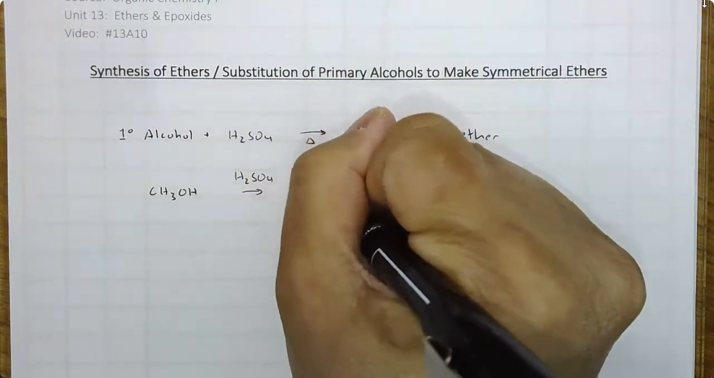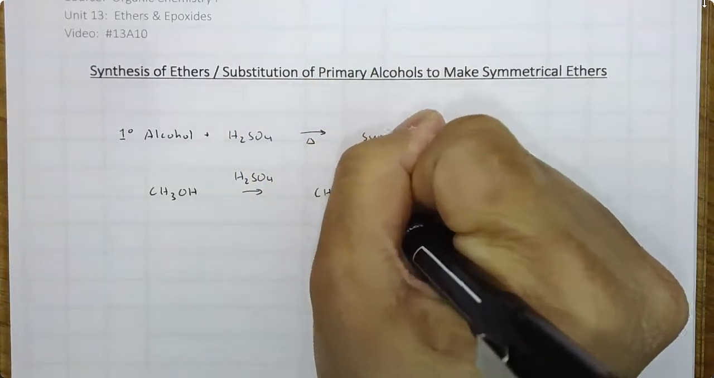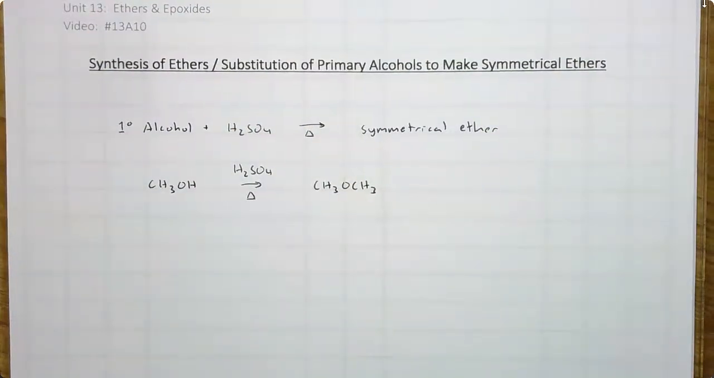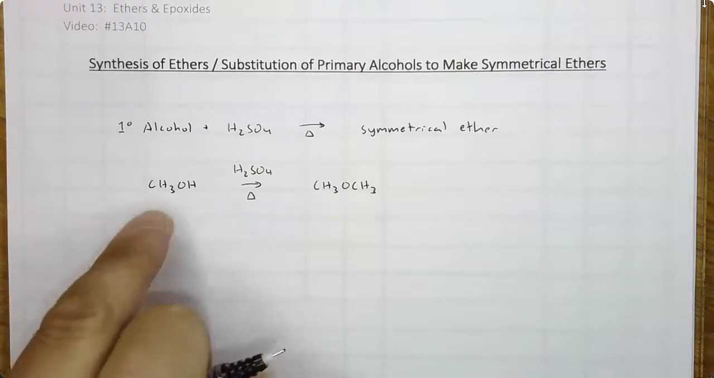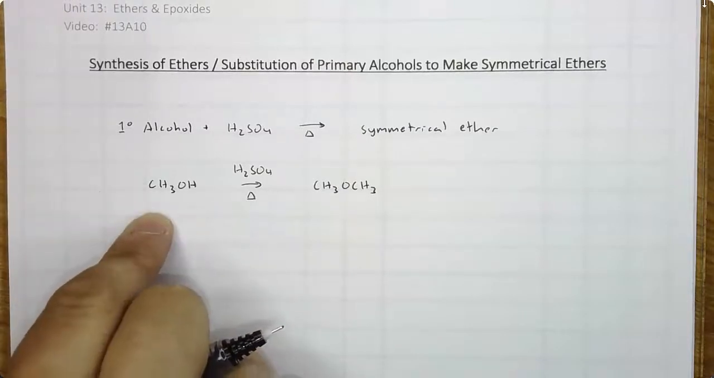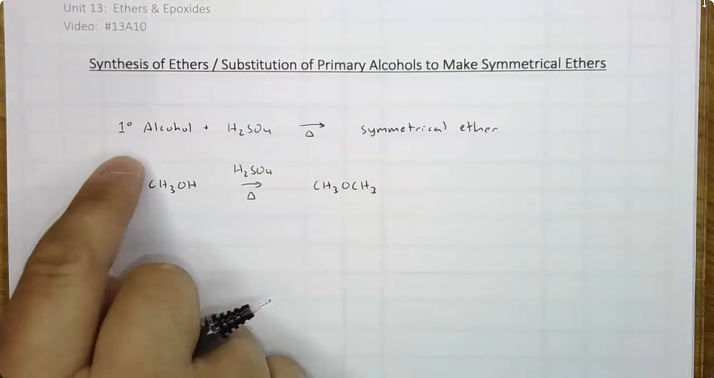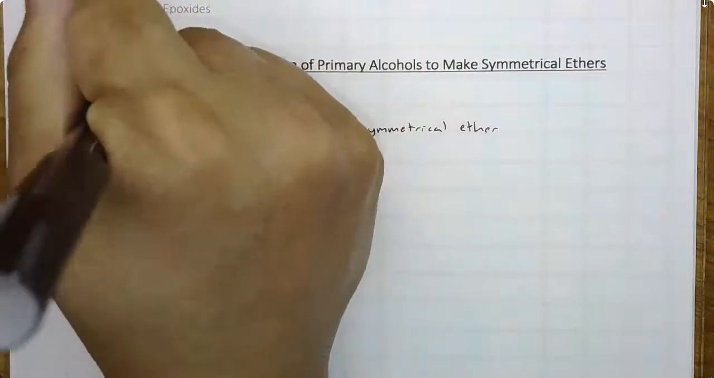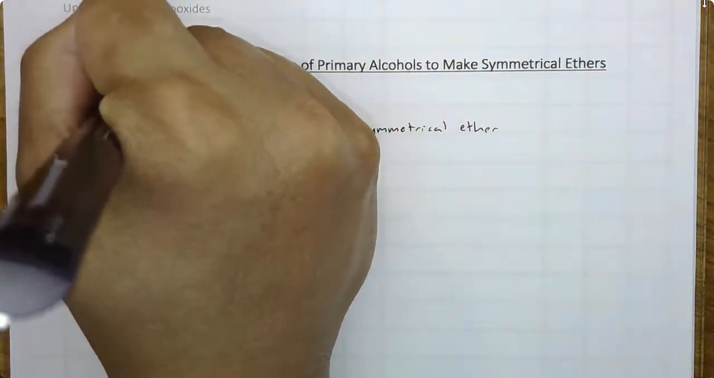We could draw it like this, and we should have heat. Now this is a methyl alcohol, so it's even less crowded than a primary alcohol. If you want to be super specific, then you can say methanol or primary alcohol.